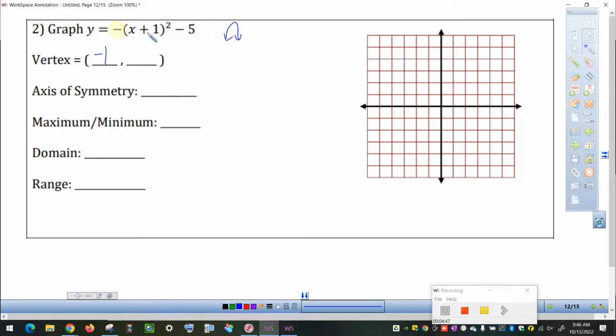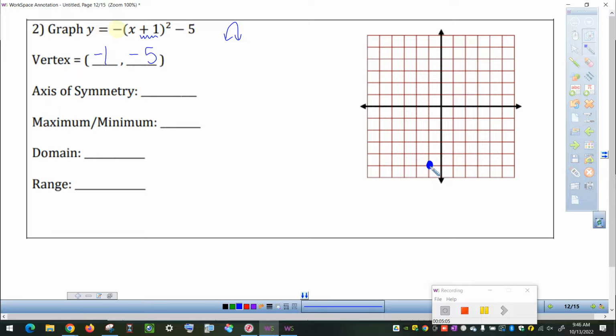Yes. Beautiful. So we're looking at that +1, but we're going to change it to the opposite sign. What's going to be the y value of the vertex? -5. All right. Let's go ahead to our graph. So we're going to go to -1, -5.